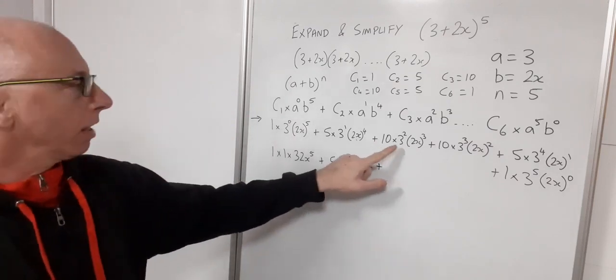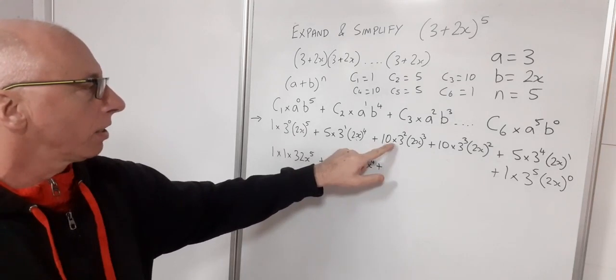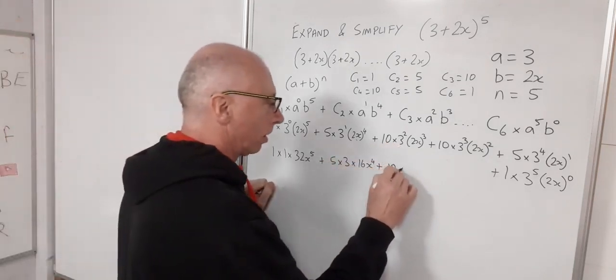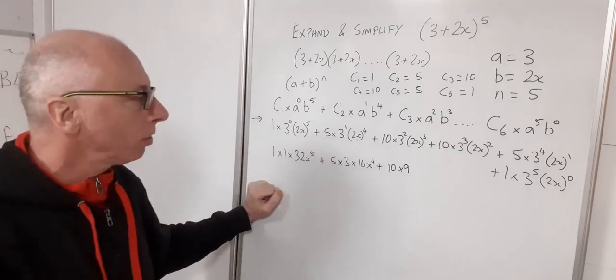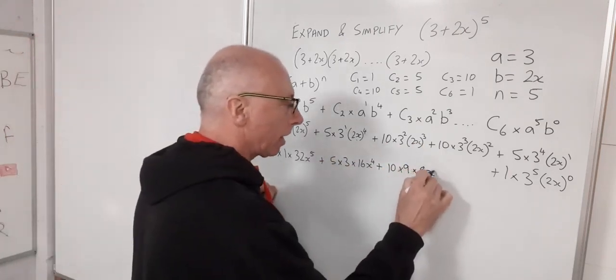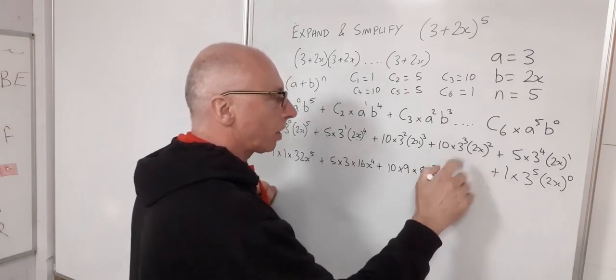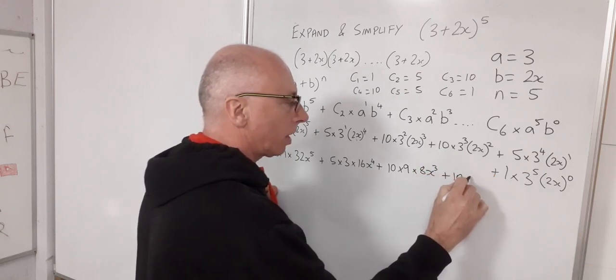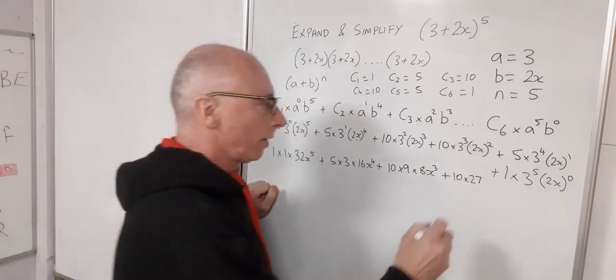Same here, 10 times 3 squared. 3 squared is 9. So I've got 10 times 9. And then 2x cubed. So I've got x cubed and 2 cubed, which is, well, 2 cubed is 8. So I multiply that by 8x cubed. This one here, I've now got 3 cubed. So 10 times 27. And then 2x squared is 4x squared.